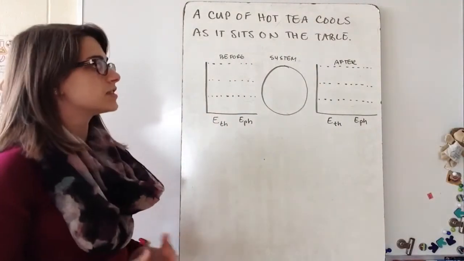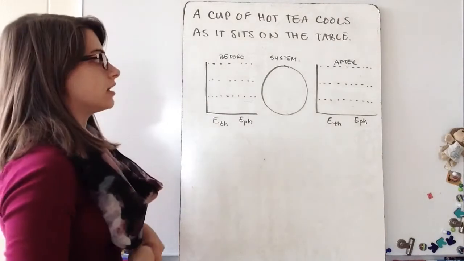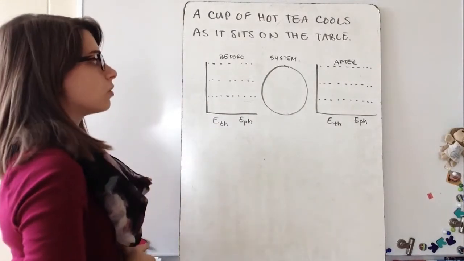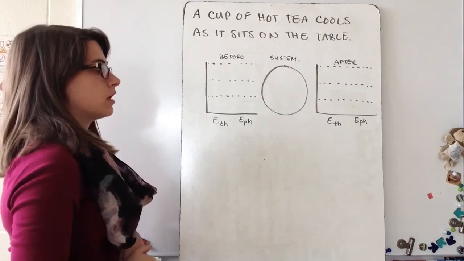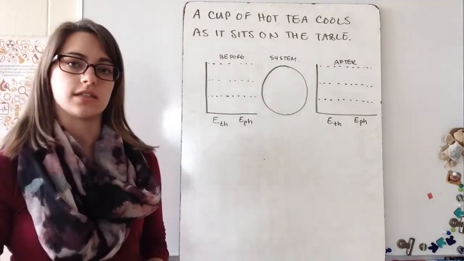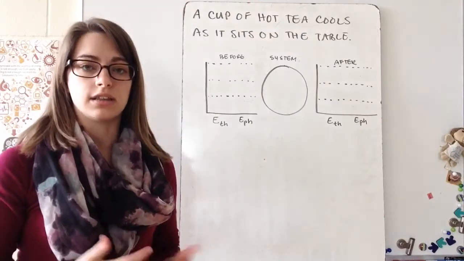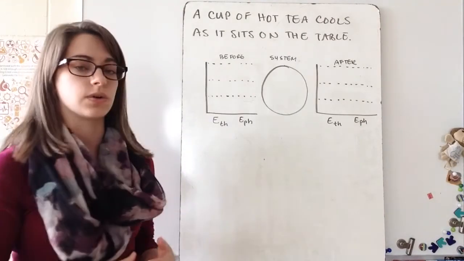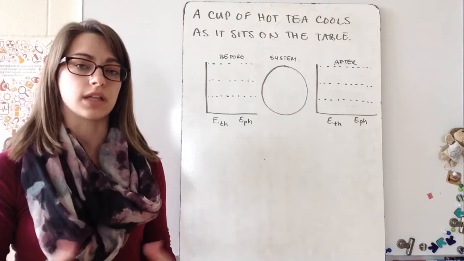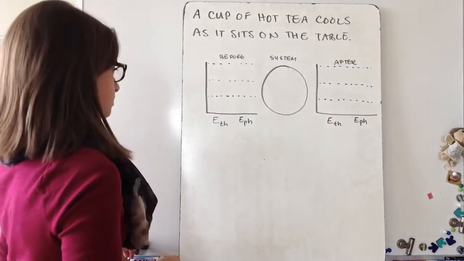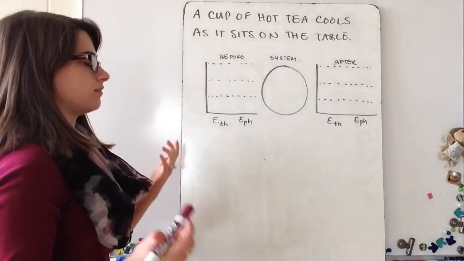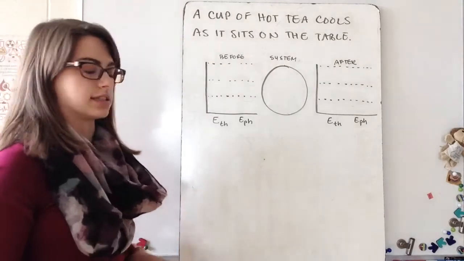Okay, our first example says a cup of coffee or a cup of hot tea cools as it sits on the table. So we're going to analyze two different things here. We're going to analyze what state of matter it's in, or what phase the tea is in, and then we're also going to analyze how its thermal energy is changing. Okay, so first of all, let's look at phase energy, just because that's the easiest.